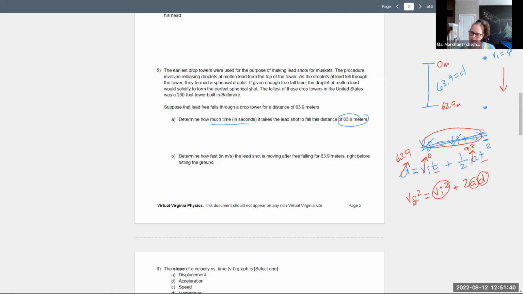Could I plug everything into this equation, find an initial velocity, and then plug it in here to find the time? Absolutely. Or I could use the Pythagorean, I keep saying Pythagorean theorem, or the quadratic equation for this one, whichever you are comfortable with. And then look what it says: determine how fast the lead shot is moving after free falling for 63.9 meters, right before hitting the ground. That's this equation right here. If I do part B first, am I going to save myself some time? Absolutely.